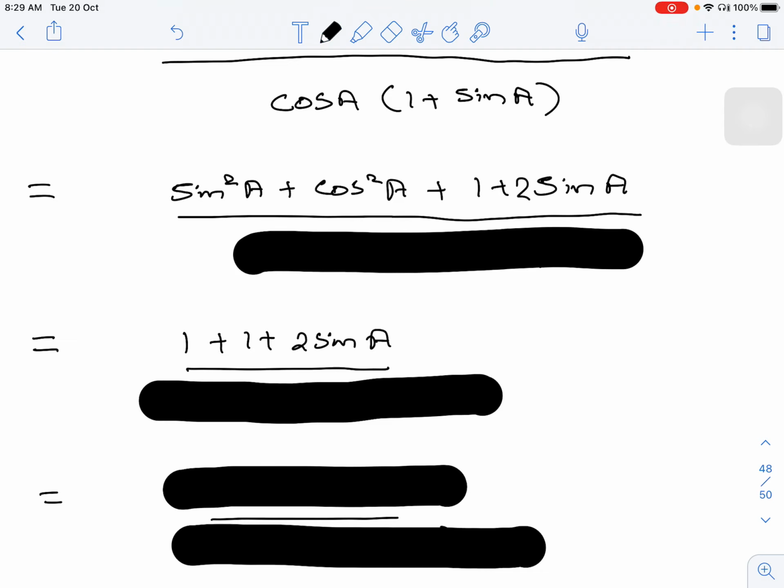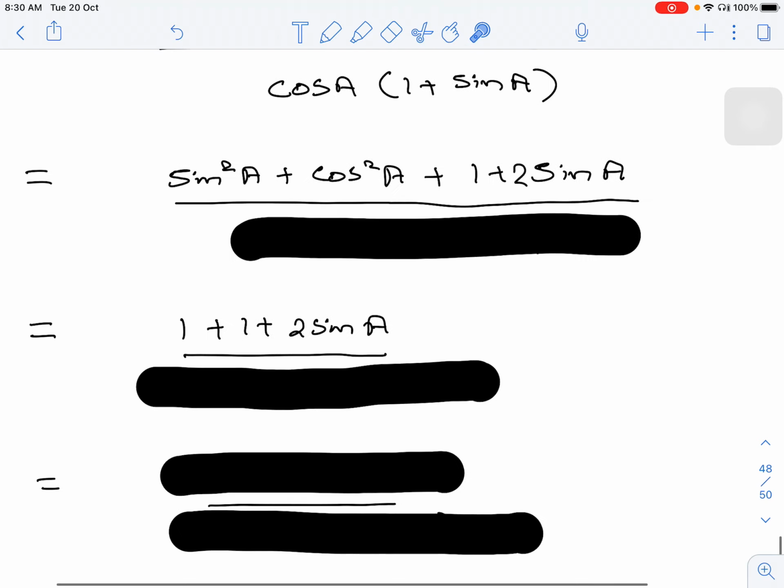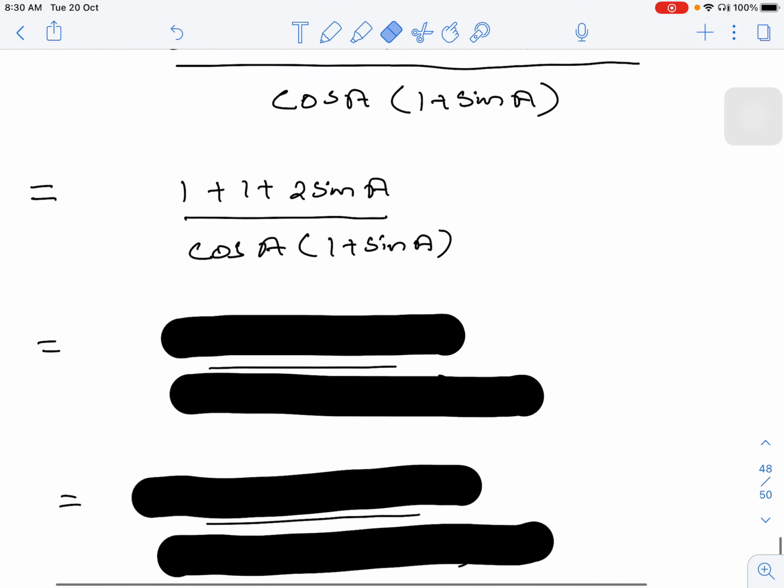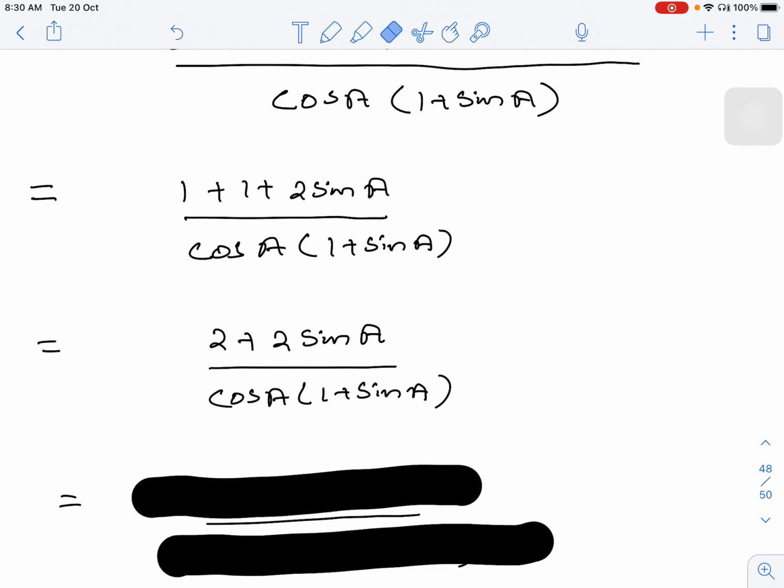Now plus what we get? Instead of this 1, we have written here 1 plus 2 sine A as it is here, 2 sine A. Okay, now the denominator will be as it is. We are not going to make any change in the denominators. Okay, now this 1 plus 1 will become 2, remaining terms as it is. Okay, so we have here instead of this 1 plus 1 we have here 2, 2 sine A.